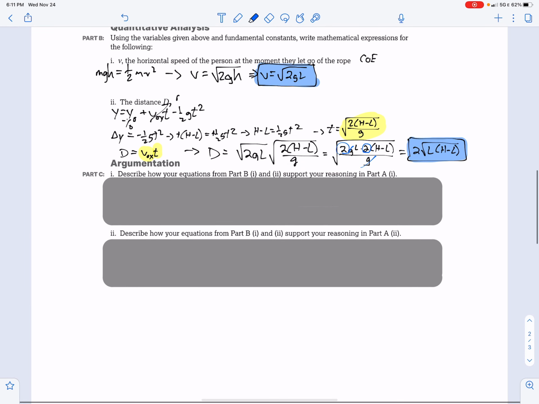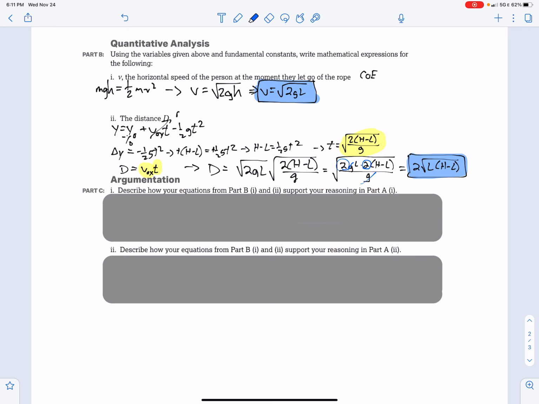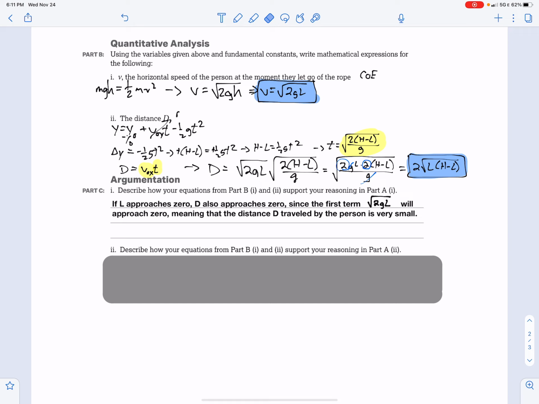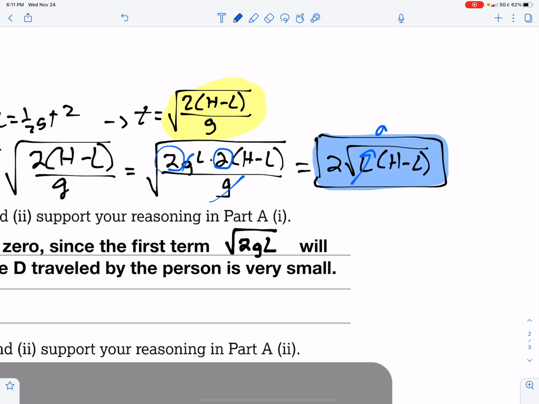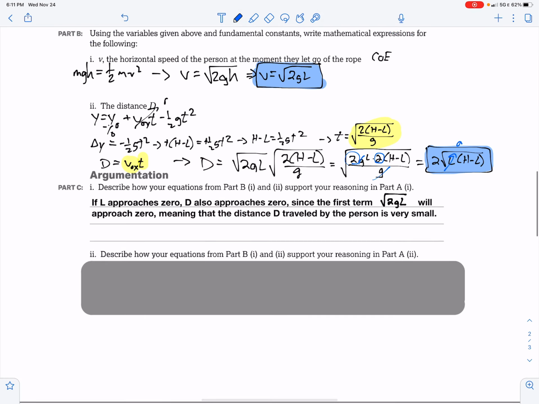Describe how your equations from part B1 and B2 support your reasoning in part A. If L approaches 0, let's take a look. If L approaches 0, then the distance approaches 0. In the first term, 2gL will approach 0, meaning the whole distance traveled by the person is very small.